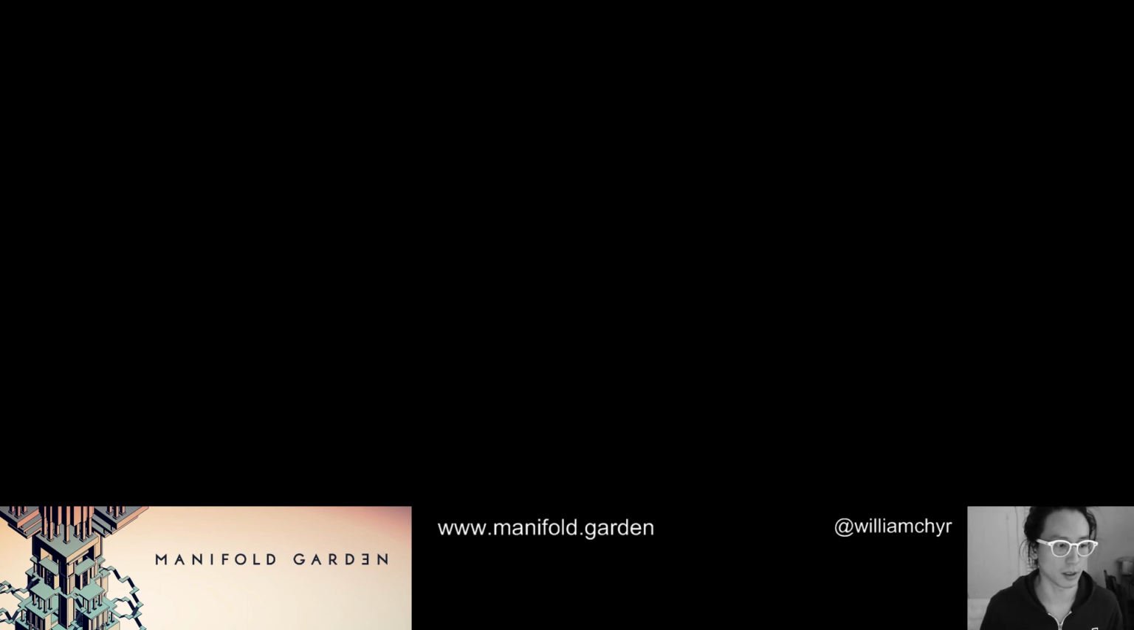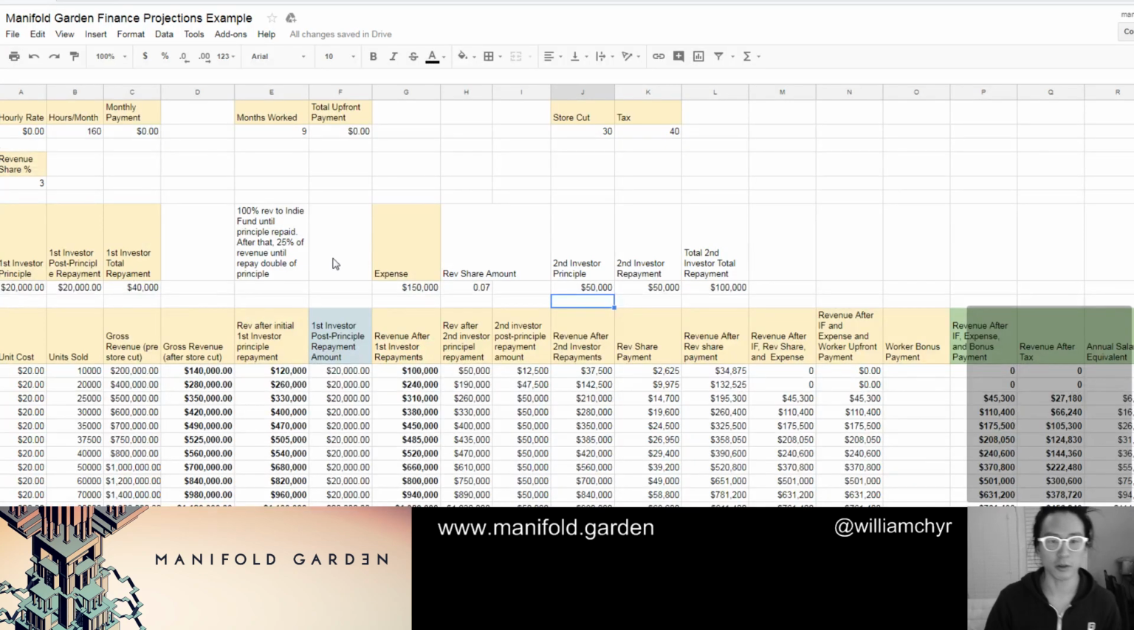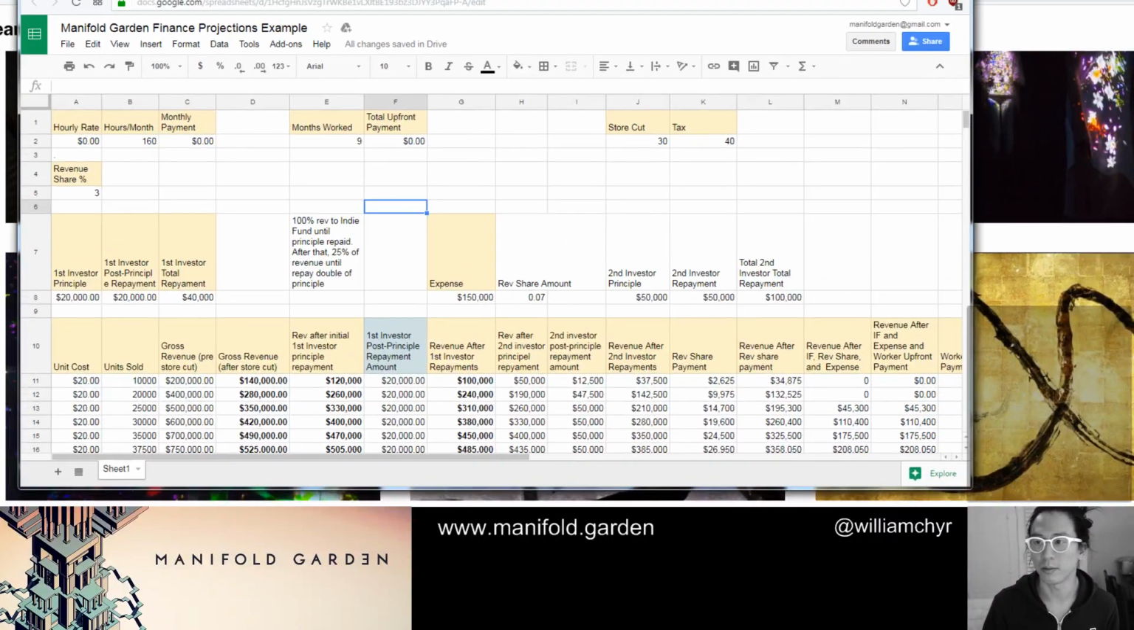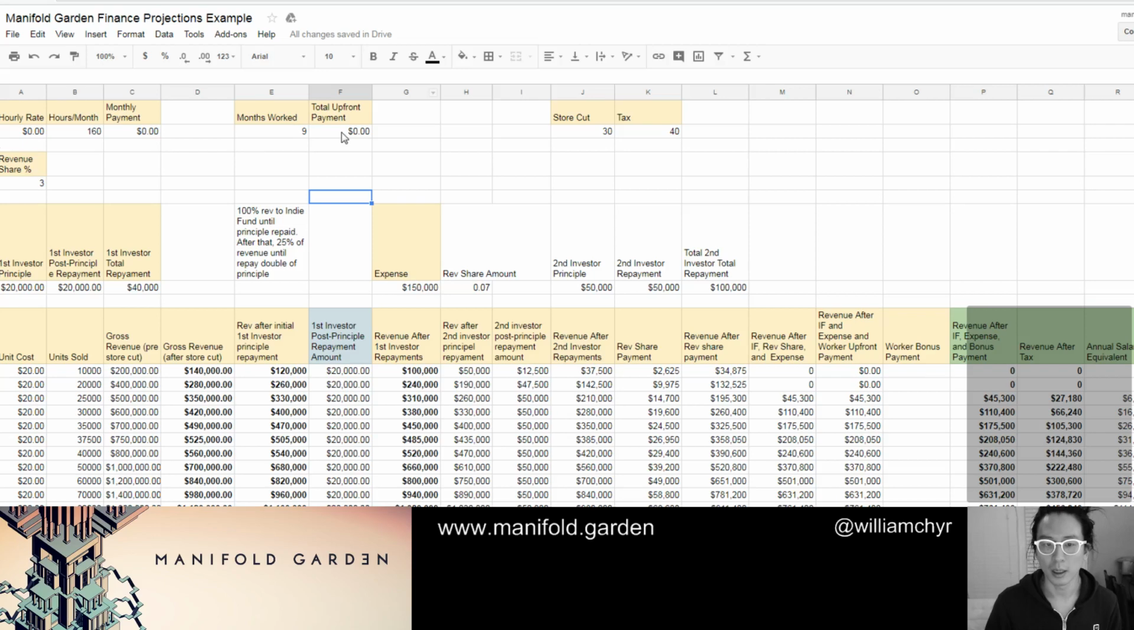So let me show you guys this thing. Here's a calculation that I've done in the past to predict how the numbers do. The game's unit cost, let's say, is $20. This is our first investor. Ignore this stuff up here.